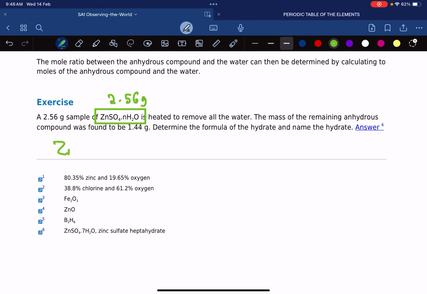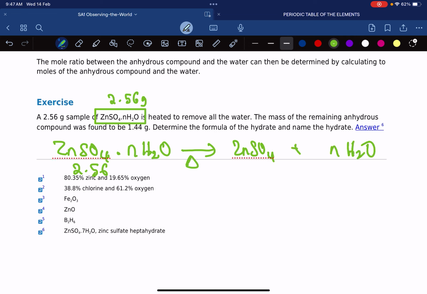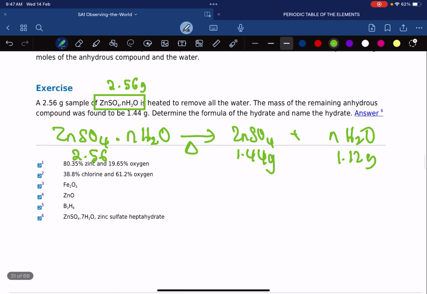What is actually happening here is zinc sulfate with an unknown amount of water. When you heat it up, this was 2.56, you get zinc sulfate and the water is released. We don't know how much water, but according to the question, the zinc sulfate is 1.44 grams. So how much water do we have? 2.56 minus 1.44 is 1.12 grams. Now I know the mass of zinc sulfate and the mass of water.